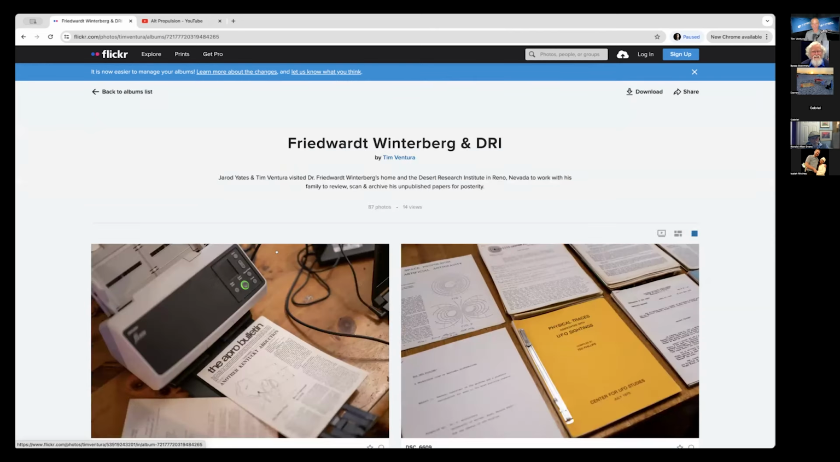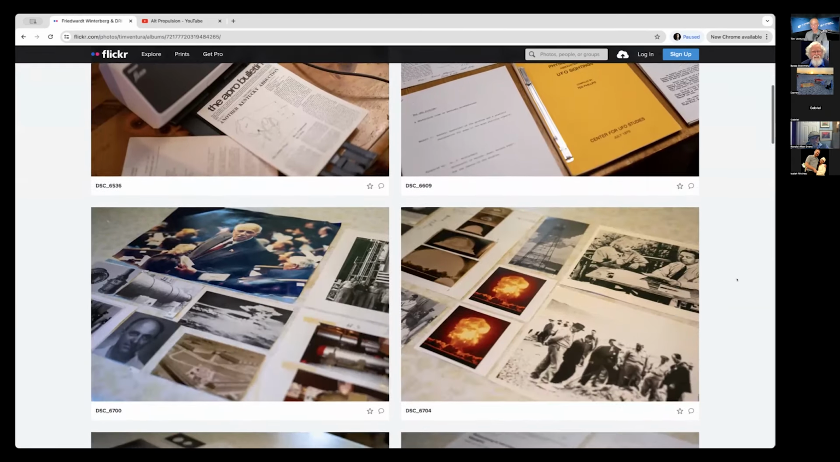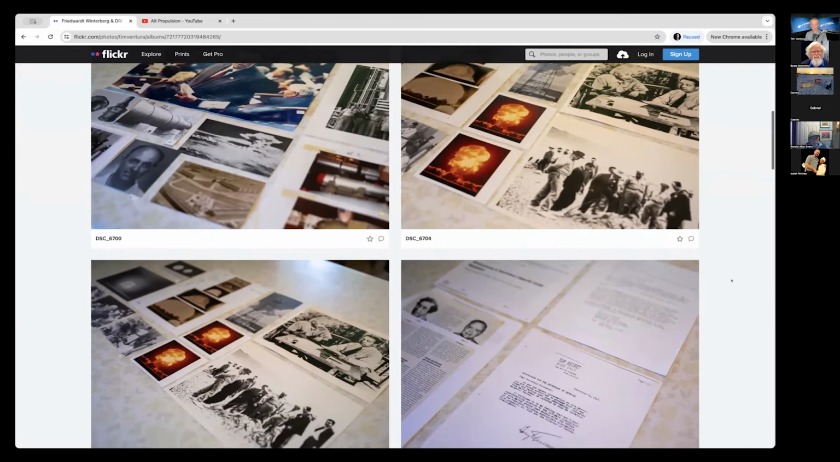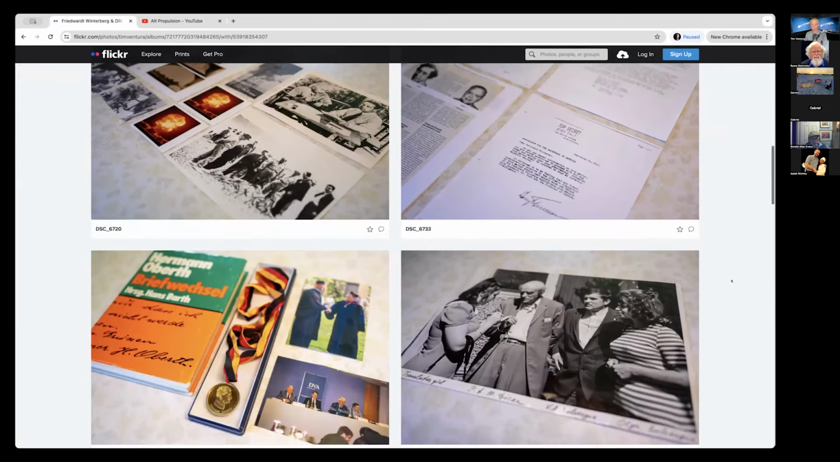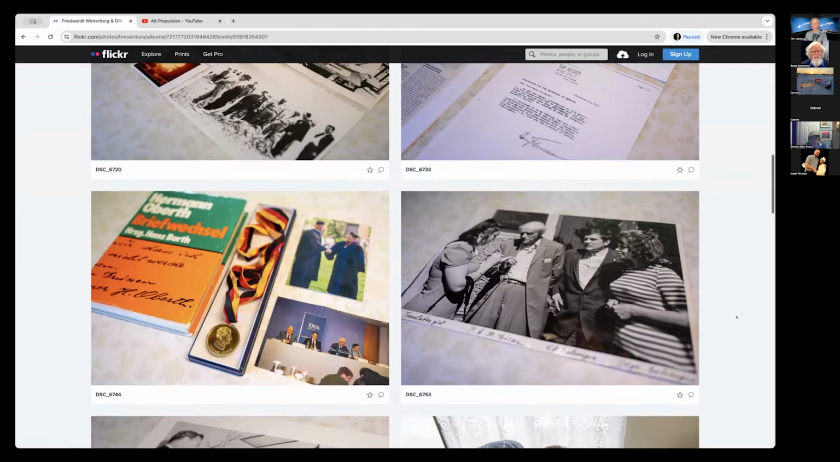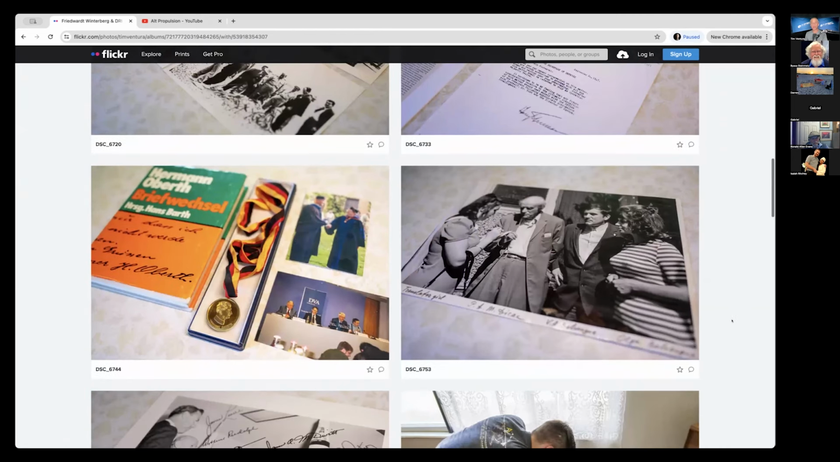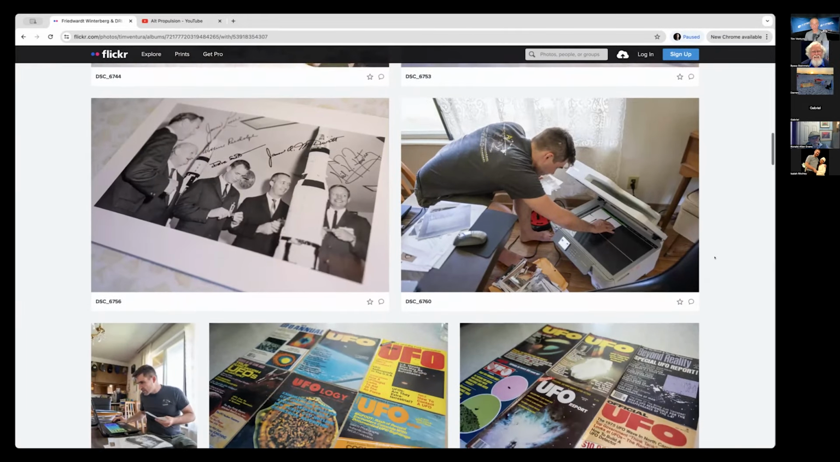So we were at the house of Dr. Friedwardt Winterberg. I had never heard of him before Jarod found him, but he is one of the heavyweights of fusion research. He was good friends and colleagues with Edward Teller. He won the Hermann Oberth Award. He was best friends with Hermann Oberth, who did tons of work on UFOs. This is a photo that he took of Paul Dirac. So, I mean, this guy was heavy duty.